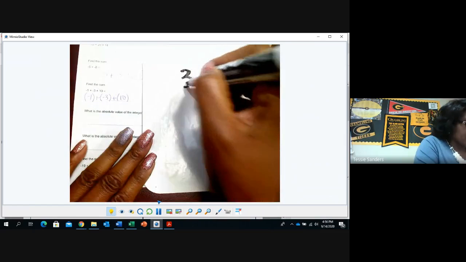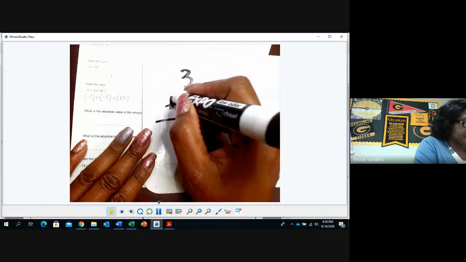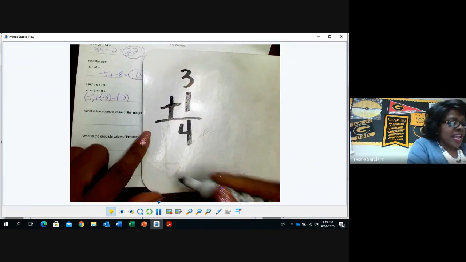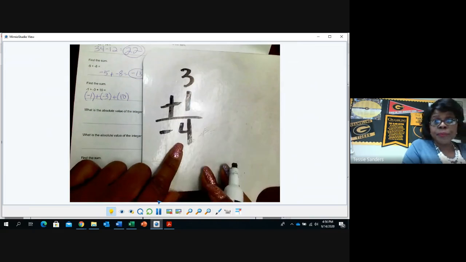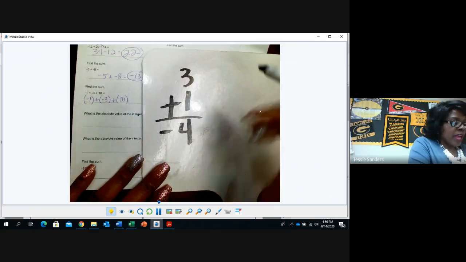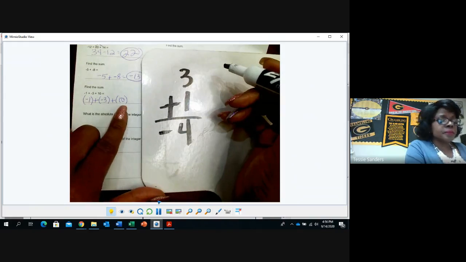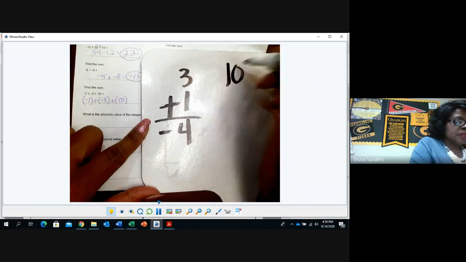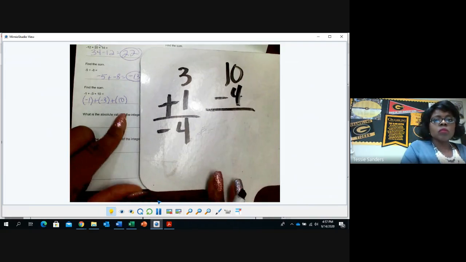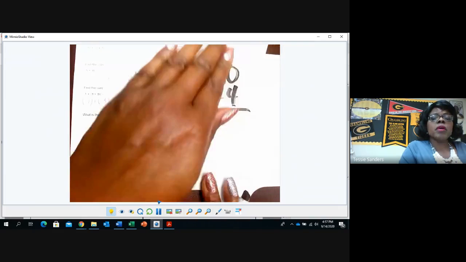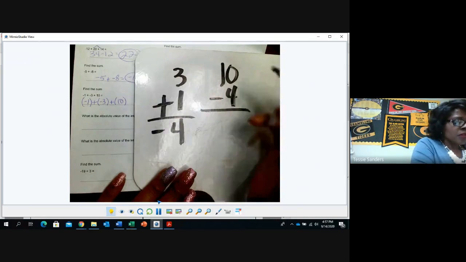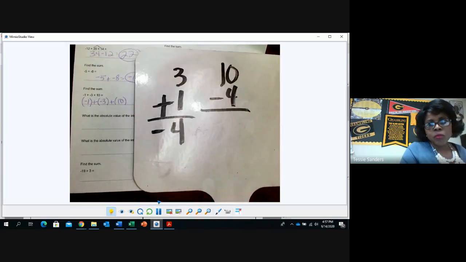So we have 3 plus 1 is 4. Negative plus a negative is a negative. So this is -4. Okay, a negative plus a negative is a negative. So we have 10 left, right? 10 minus 4. We're used to doing the math this way. Okay, the only thing is we're working with integers. So we have 10 minus 4.